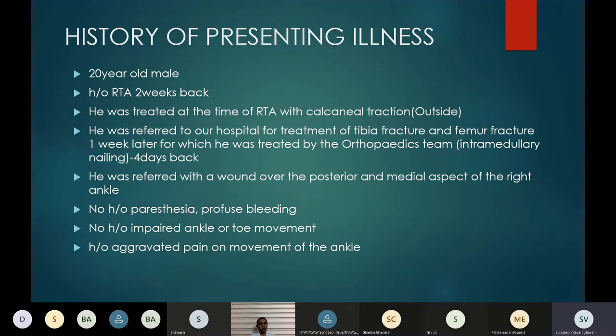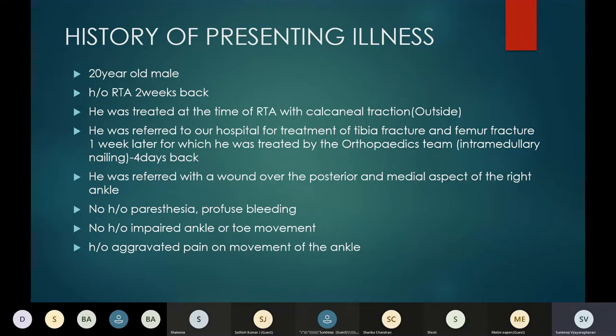He was put on a calcaneal traction device and referred 2 days later to our hospital. He was then taken up for fixation of the tibia and the femur fracture with intramedullary nailing by our orthopedics team. Following which, at the time of this procedure, we were consulted for a wound on the posterior and medial aspect of the right ankle. Initially a debridement was done, following which a negative pressure wound therapy dressing was applied, and he was evaluated on a later date.